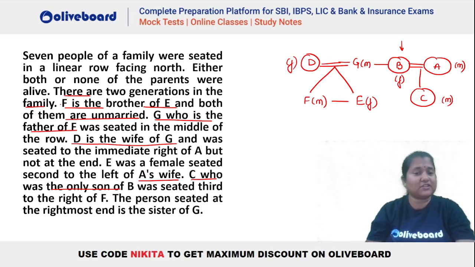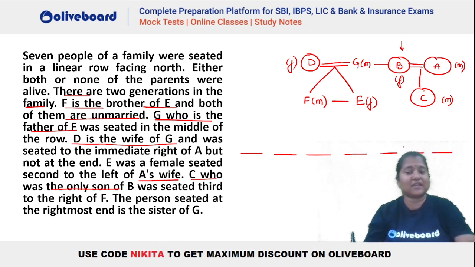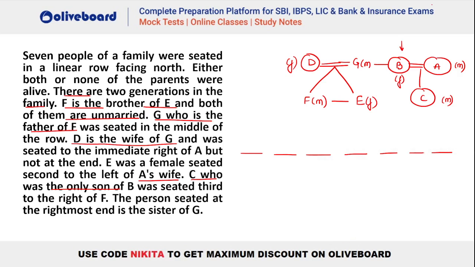Let's see how this arrangement is to be done. So there are two generations, okay? F is the brother of E. You can see G, who is the father of F, was seated in the middle of the row, right? So we have this information 1, 2, 3, 4, 5, 6, and 7, right? So we have 7 persons in here, okay? Let me remove myself from the screen. Chalo. So let's see. Okay, so there are 7 persons in here. Now it is given G, who was the father of F, was seated in the middle of the row. So that means G has to be this particular person.